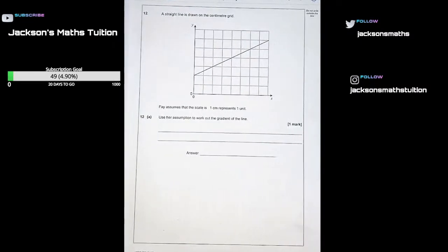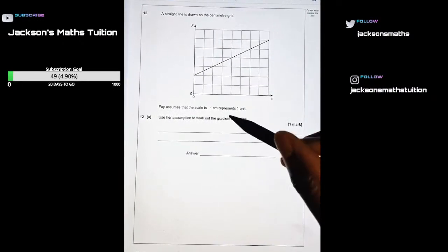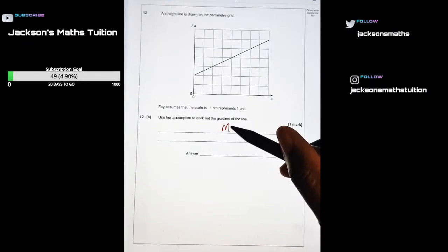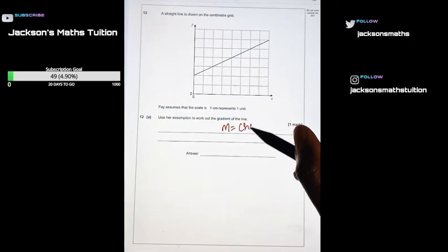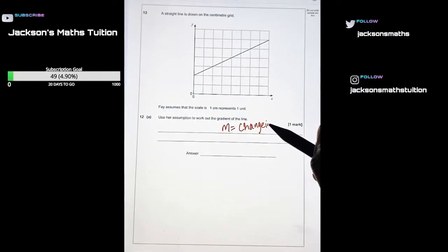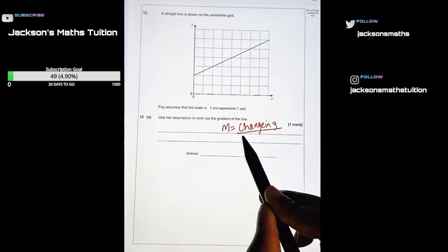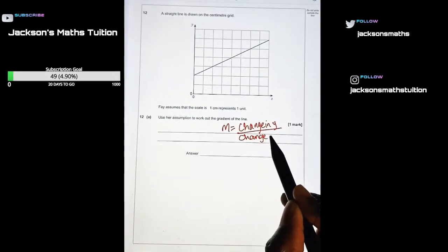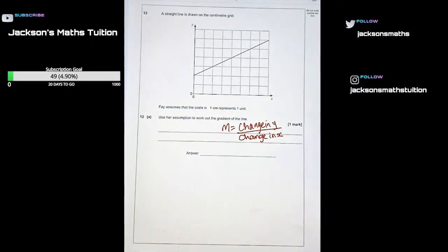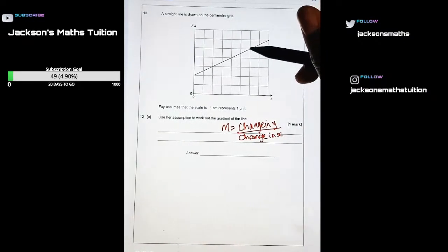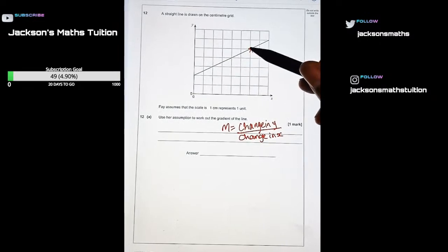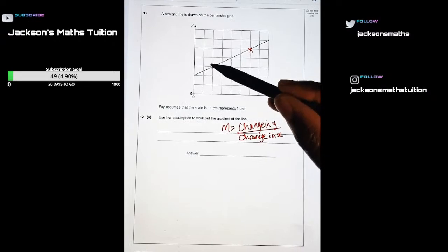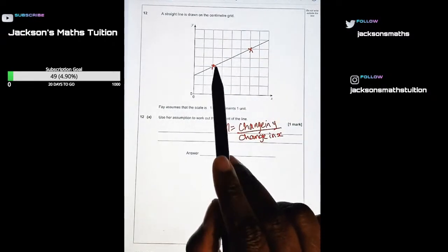Okay, question 12. This one asks us to work out the gradient of a straight line. Okay, so whenever you do gradient, it's going to be the change in y divided by the change in x. So on your line, you're going to pick 2 points and draw a triangle. I'm going to use this point here in the corner of the grid, and this one here in the corner also. So go ahead, draw the triangle.